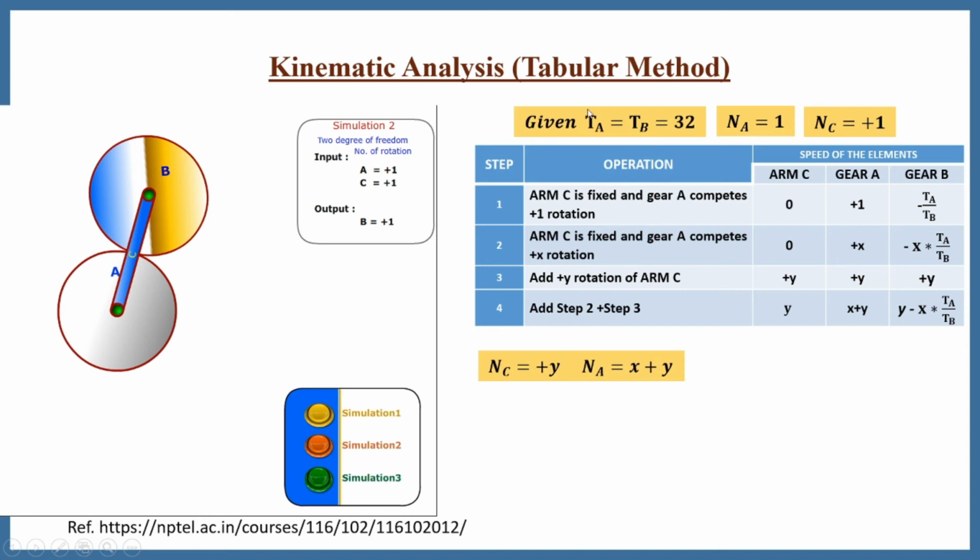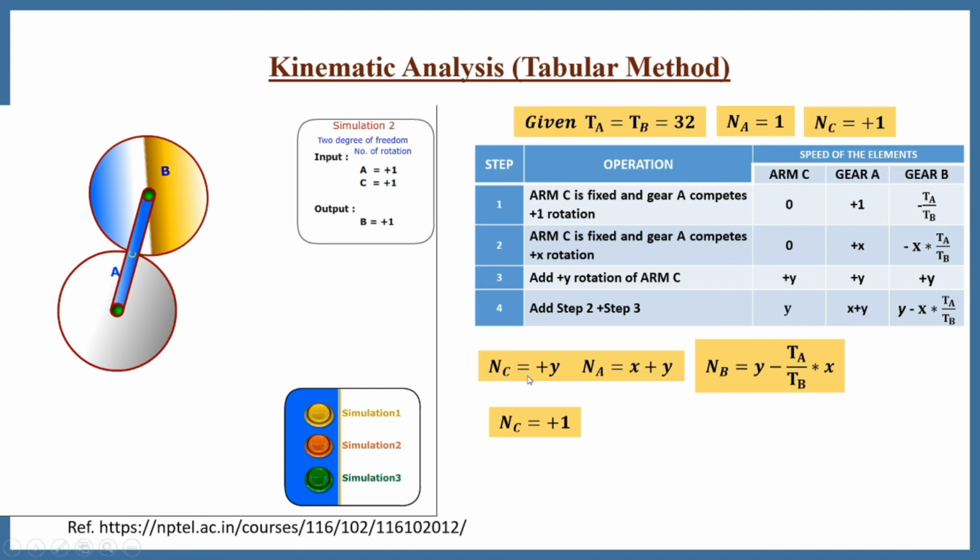Again here, we consider both the gears having the same number of teeth. TA is equal to TB is equal to 32. NC is equal to plus Y, NA is equal to X plus Y, and NB is equal to Y minus X TA upon TB. Now NC is equal to plus 1, which is given.